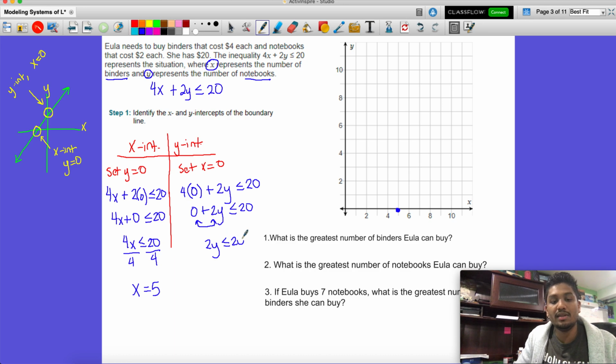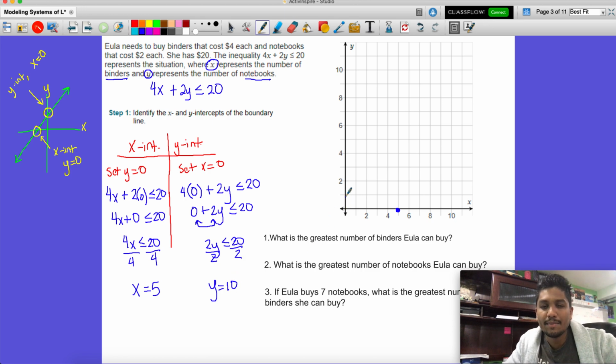Less than or equal to 20, and then when you divide both sides, we get that it's going to cross the y-axis at 10. So I'm going to come up here, 1, 2, 3, 4, 6, 8, 10. And I know that my line is going to be connected between here and this point. Now, I just don't know if it's a dashed or a solid line. Remember, with inequalities, it has to be one or the other.